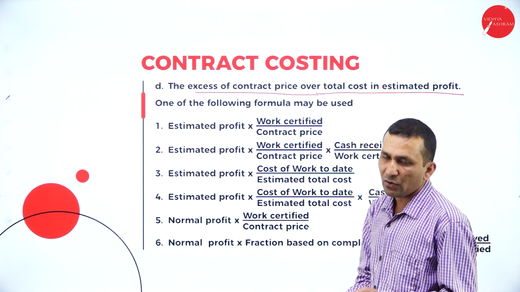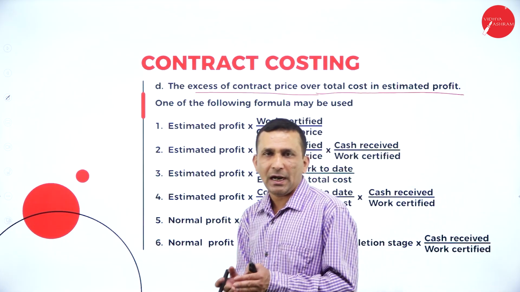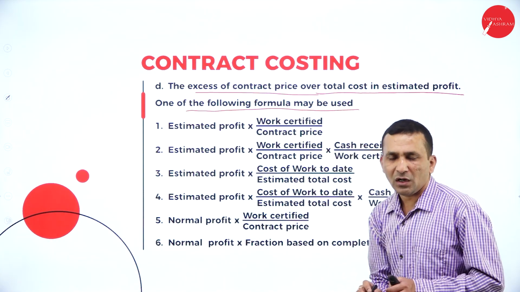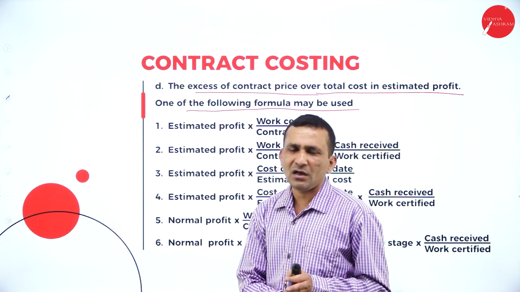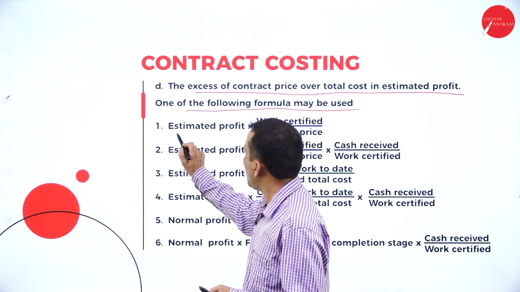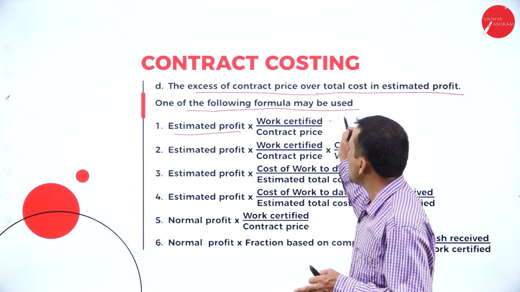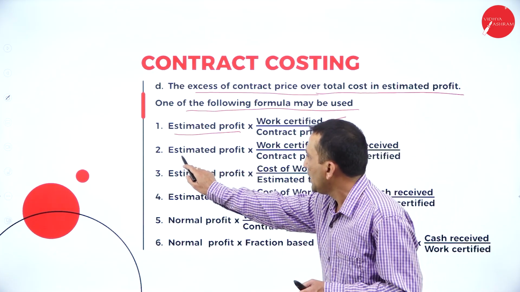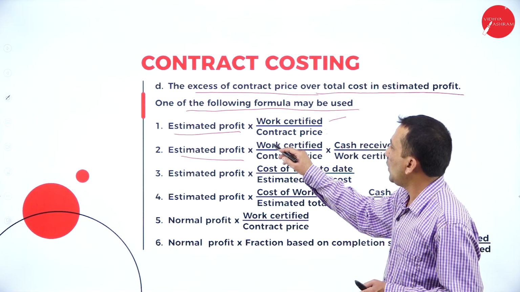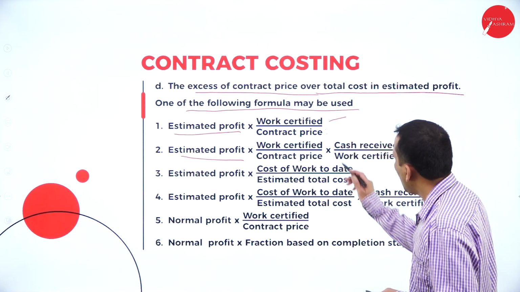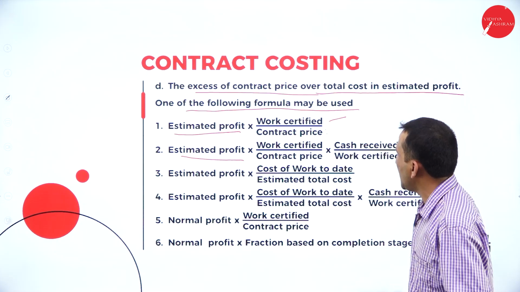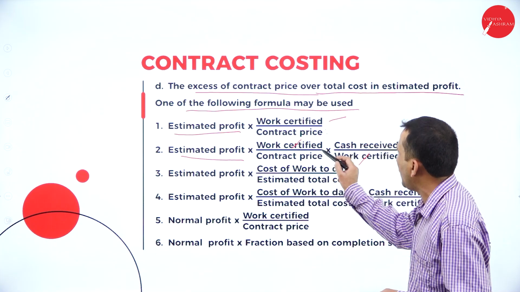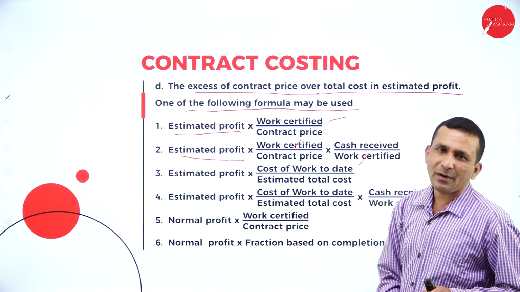The excess of contract price, the contract price that they quoted for contracting, is the excess. One of the following may be used. There are 6 formulas, any one you can choose. The first one: estimated profit into work certified divided by contract price. Or you can apply the second formula: estimated profit into work certified divided by contract price into cash received divided by work certified. If you cancel work certified, what is left? Only cash received divided by contract price.